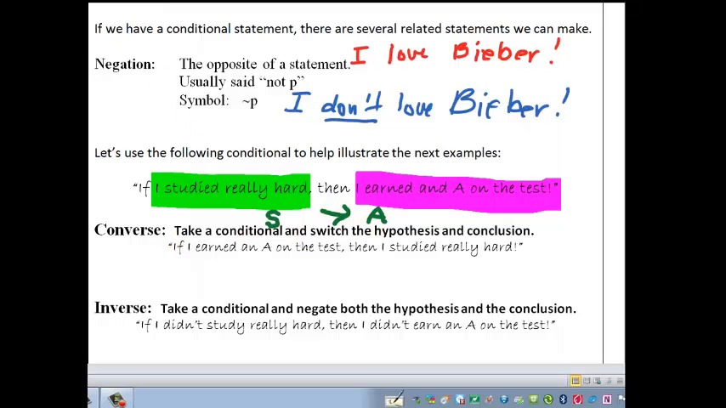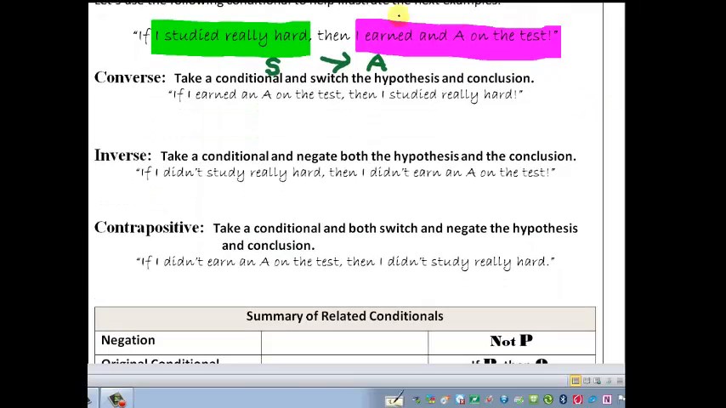Now, the first conditional we can change that to is called the converse. And it's to take the conditional and switch around the hypothesis and the conclusion. So if you look in this example, look at what comes first as the hypothesis. I earned an A on the test. If I earned an A on the test, then I studied really hard is the conclusion. So it's been switched around. A implies S. An A on the test implies that I studied really hard. So it's just the reverse of the original.